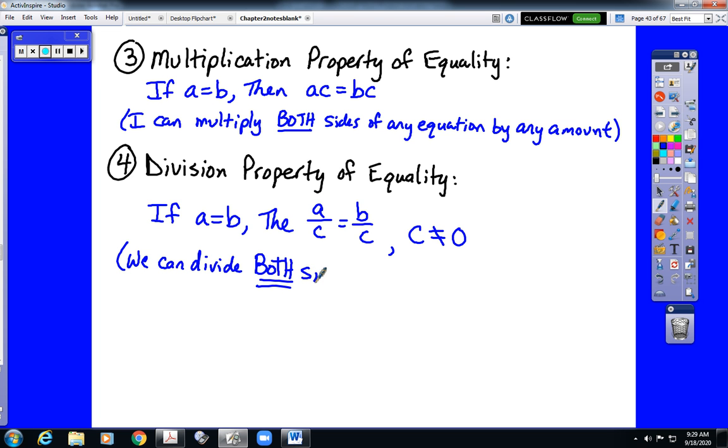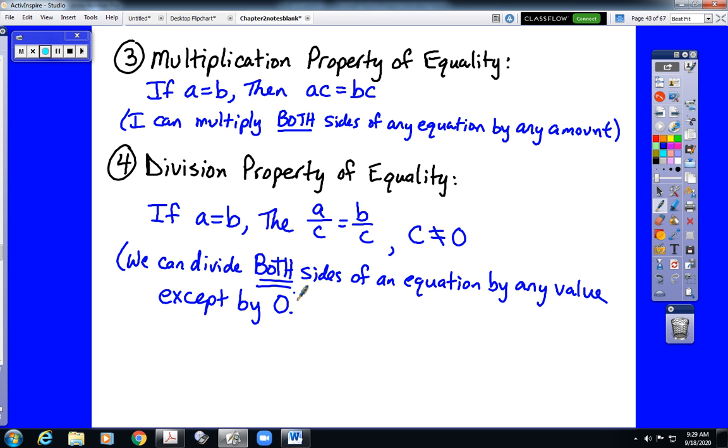Okay, so we can divide both sides of an equation by any value except by 0. Because division by 0, as we should already know, is not possible. It is undefined. So there's your first 4 properties.